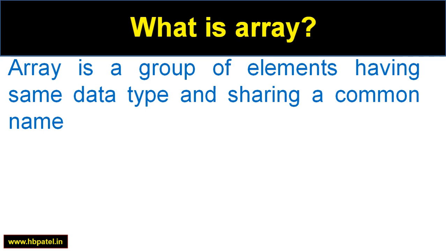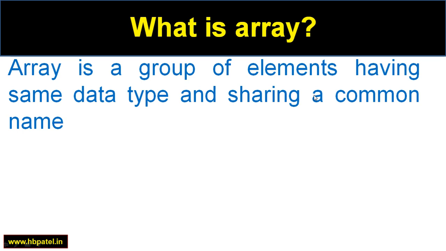Array is a group of elements. For example, in our previous case, a group of cows, a group of buffaloes. But the condition is having the same data type. Means if it is a group of cows, you cannot have a buffalo in it, or if it is a group of buffaloes, you cannot have a cow in it. So the group type should be the same, and sharing a common name. The entire group needs to be given a single name.